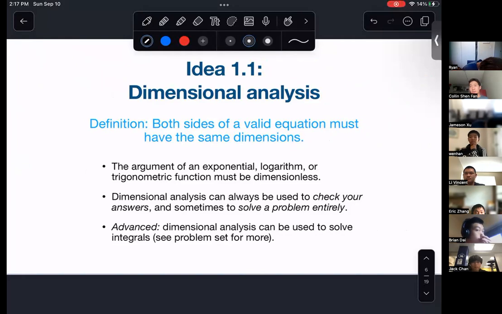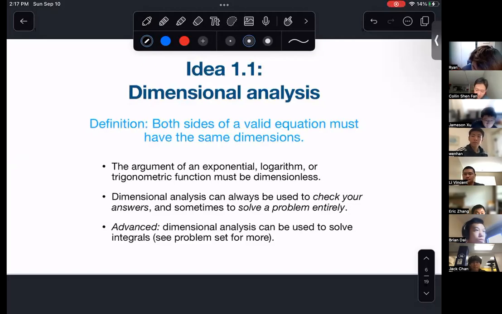In physics, if we're describing things that are physically existing, they have dimensions. Like if I describe the mass of my phone and I had that in an equation with some other things, both sides of the equation have to have the same exact dimensions. So if one side has the dimensions of meters per second, the other side must also have the same dimensions.